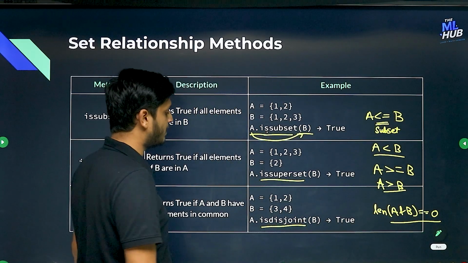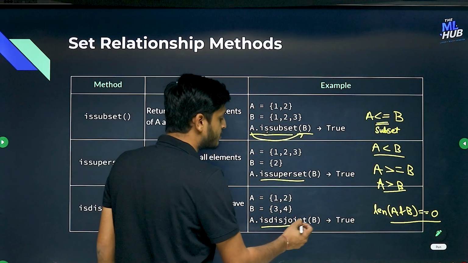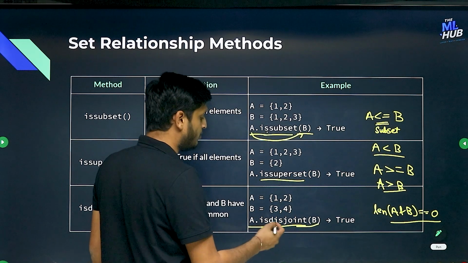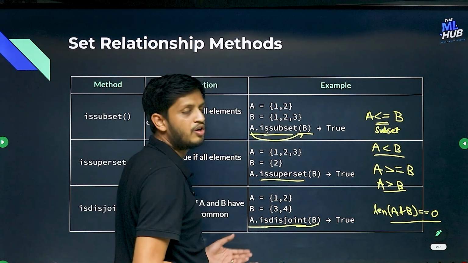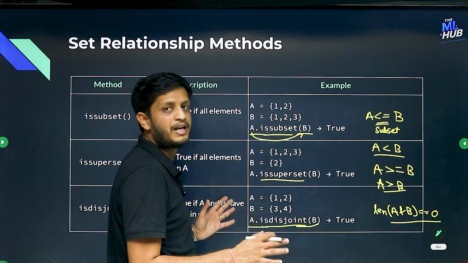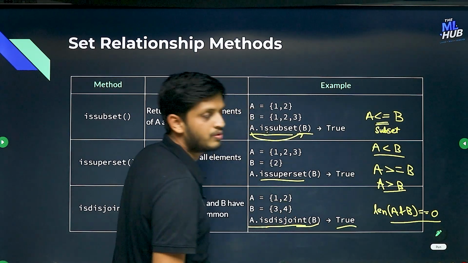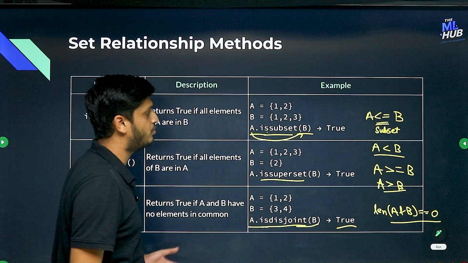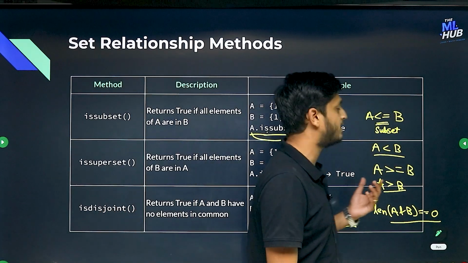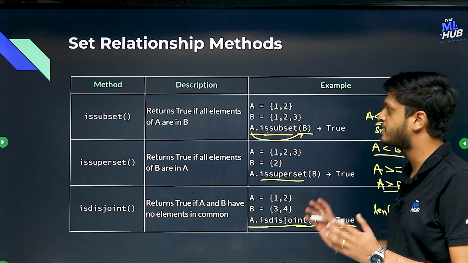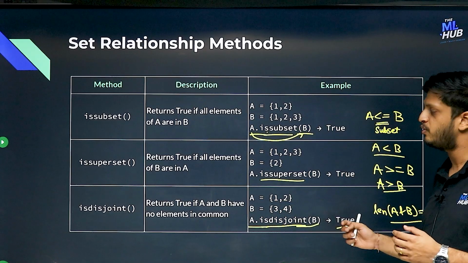You can write the same thing like this as well: A.isdisjoint(B). So this will just tell you whether A and B are disjoint or not, which means they must not have any common elements. So here A and B don't have any common elements, so you will get True. Okay. So these are a few functions or methods available for checking the relationship between two sets.